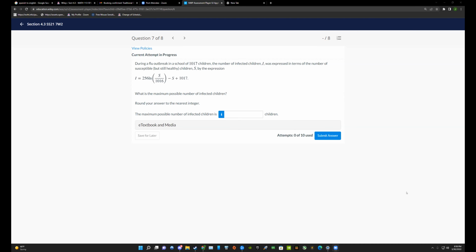All right. Still not seeing what I want. So 256 natural log X over 1016 minus X plus 1017. Is that right? Looks right to me. Okay. There it is. Okay.